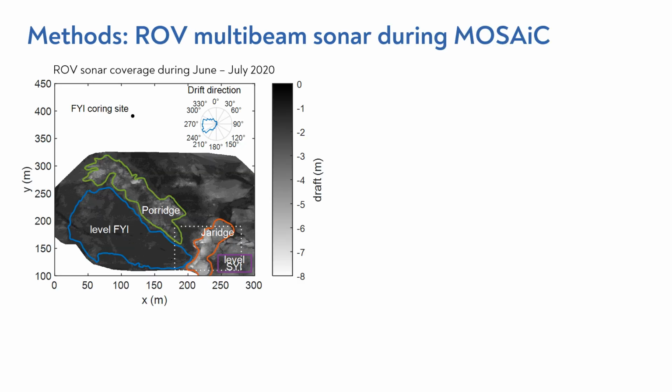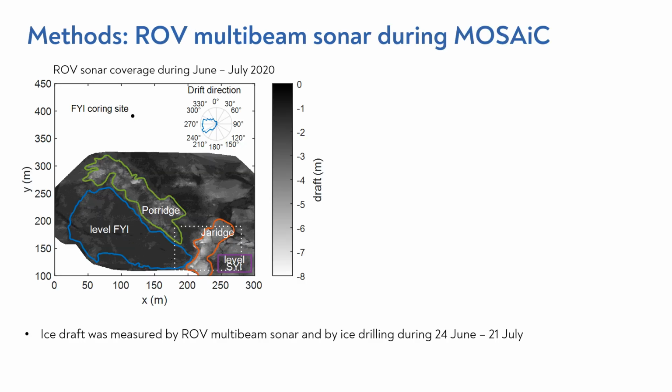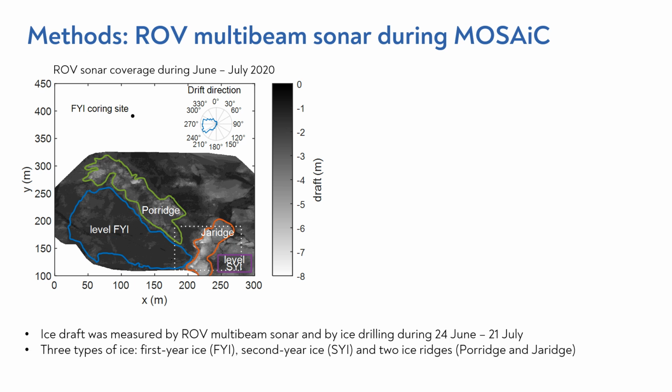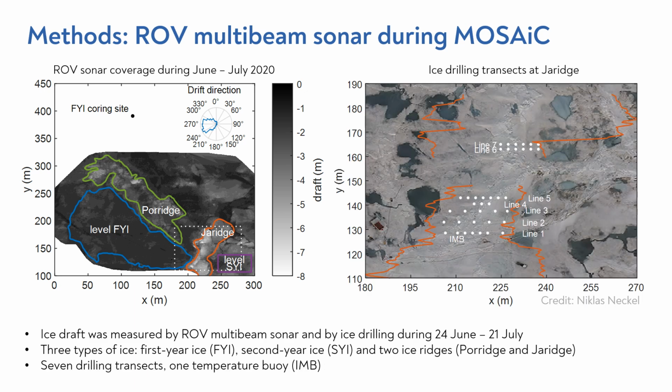To answer this question, we use repeated ROV sonar measurements from MOSAiC. We've made several measurements of draft of ridge and level ice around it in June and July. The level ice areas included both thinner first-year ice and thicker second-year ice. In addition, we made several drilling transects and installed temperature buoys in both ridge and level ice.